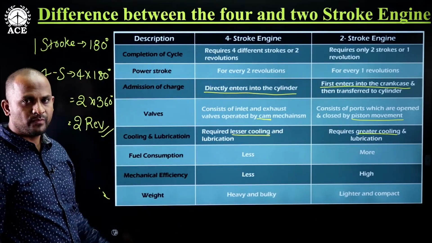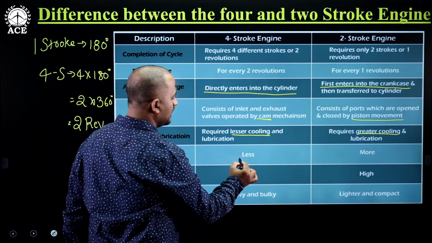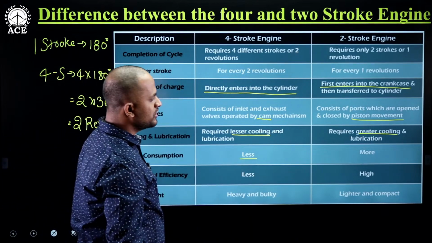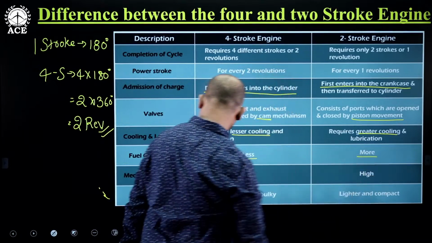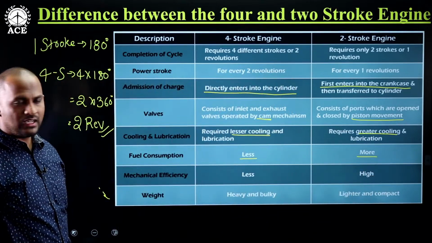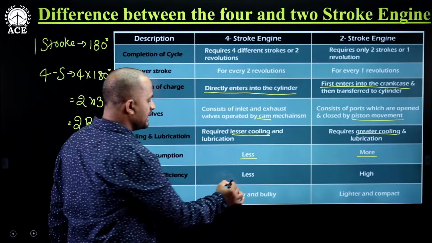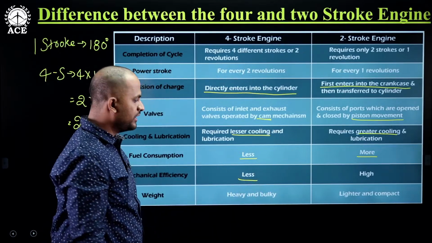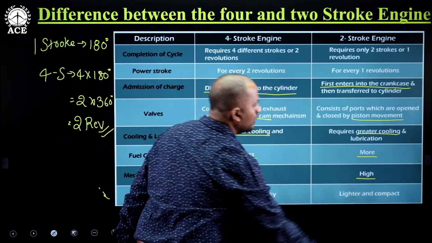Now fuel consumption is less in the case of 4-stroke engine. Fuel consumption is more in the 2-stroke engine. Now coming to the mechanical efficiency, it is less in the 4-stroke engine and it is higher in the 2-stroke engine.